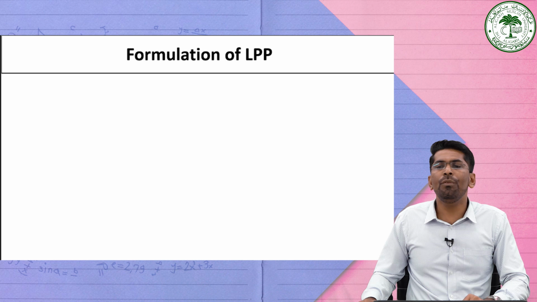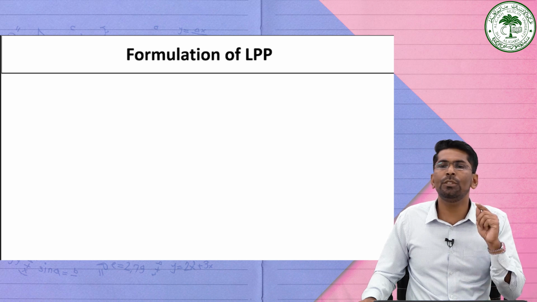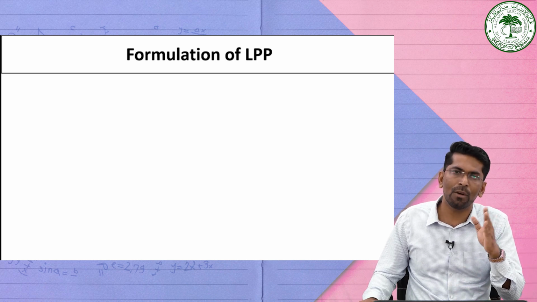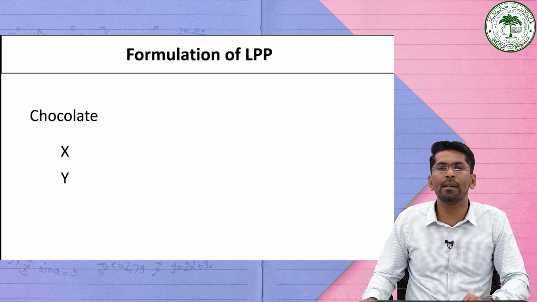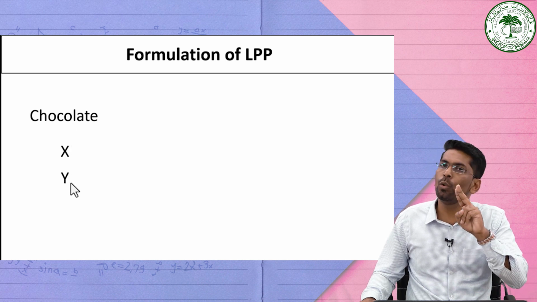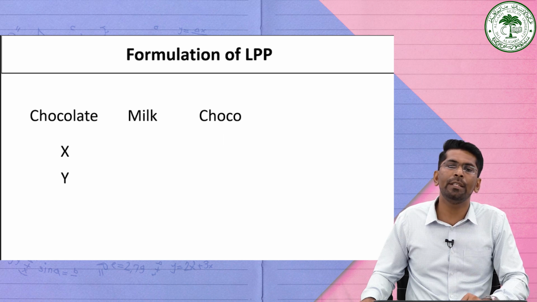We are going to formulate the linear programming problem with the given example. Consider the chocolate manufacturing company. We have already said they produce only two types of chocolate. I am writing here chocolate X and Y. So X and Y are the two decision variables, which are written in a vertical format. For the production of chocolate X and Y, they require two inputs. What are the two inputs? One is milk and another one is choco.